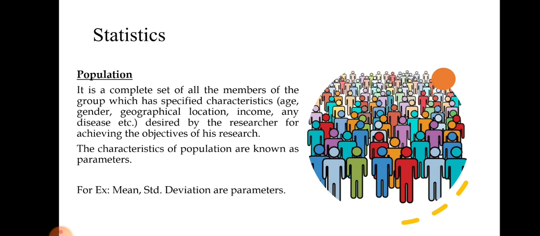The characteristics of the population are known as parameters, like the mean and standard deviation. These show the mean of the responses of the population, and how much the responses of the population deviate from the mean. So these are the parameters of a population.